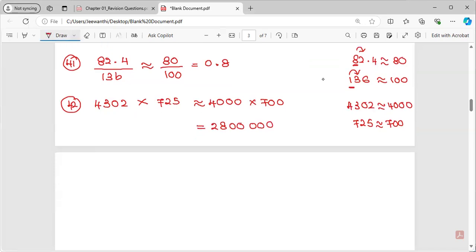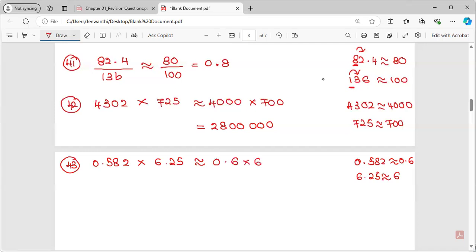So then question number 43, it is 0.582 times 6.25. Again, 0.582, I can write as 0.6. And then the 6.25, I can write as 6. So then I have 0.6 multiplied by 6. The answer is 6 times 6, 36. But we want to keep one decimal place, that is 3.6.